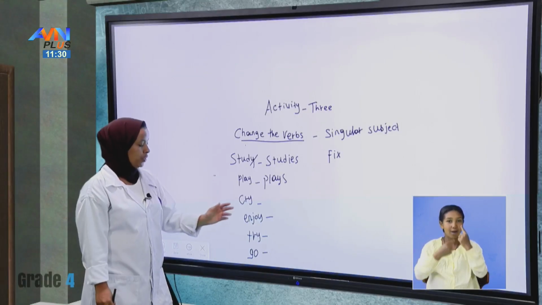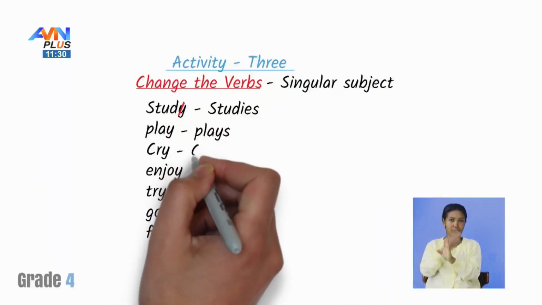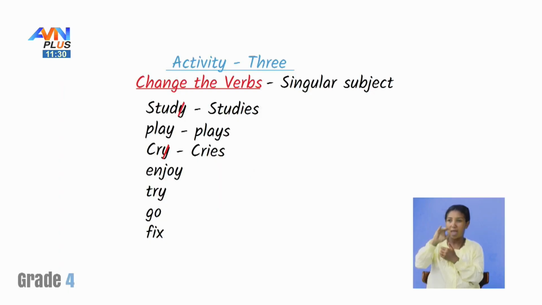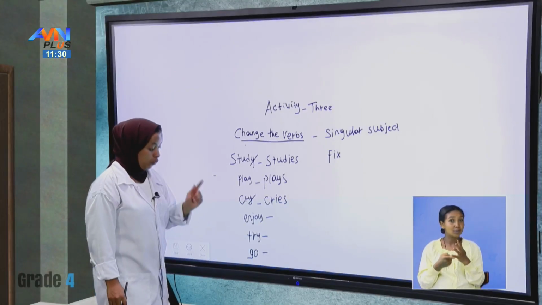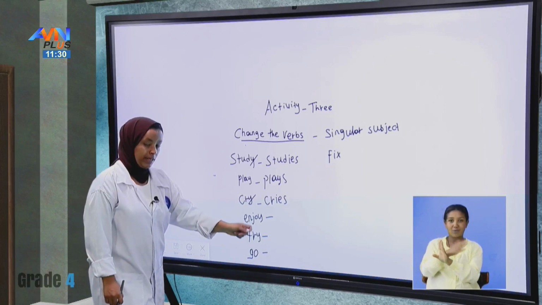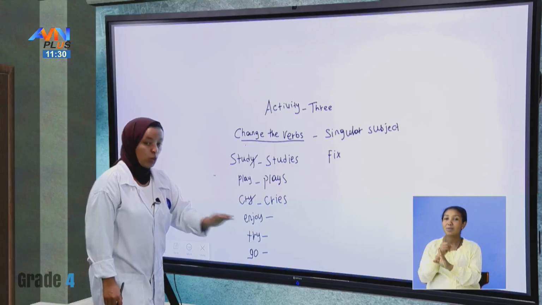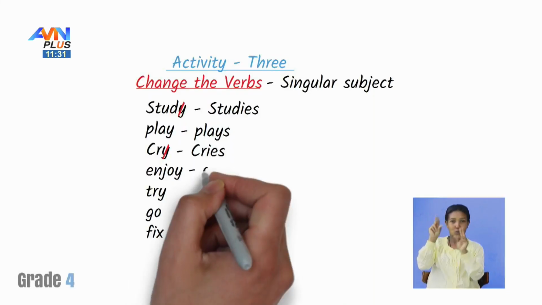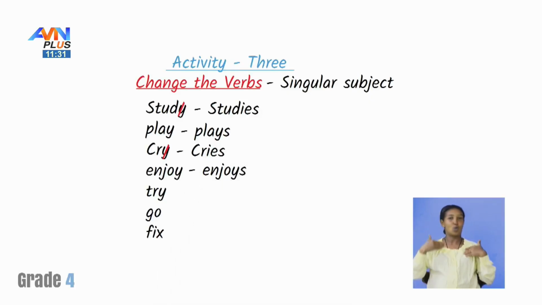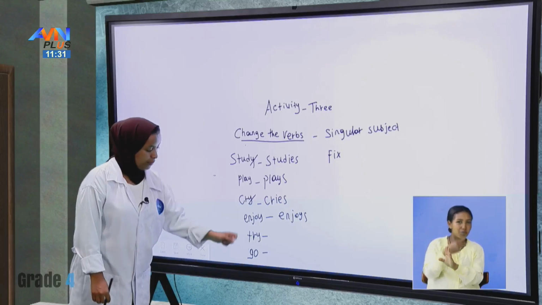Here is the next example. Cry, of course, ending with y, and there is no vowel before y, so cries. Add ies and just cancel y. Here is enjoy, of course, ending with y. Look at the students here. Before y, there is what? A vowel letter, o, so we don't cancel y and easily add s at the base verb. Enjoy, enjoys.